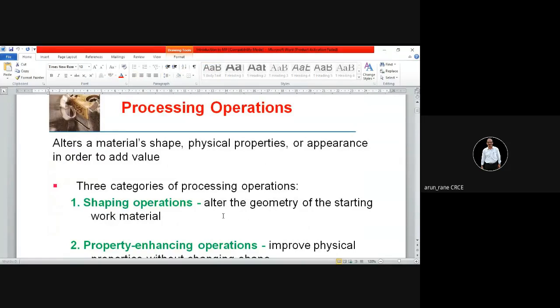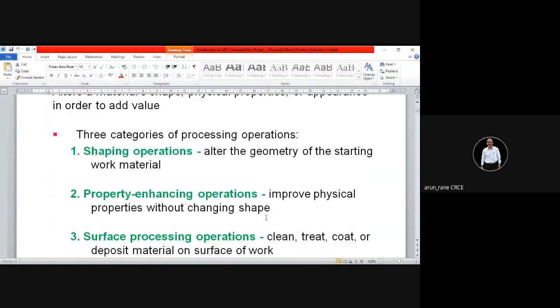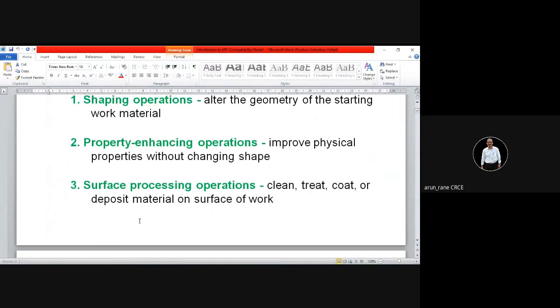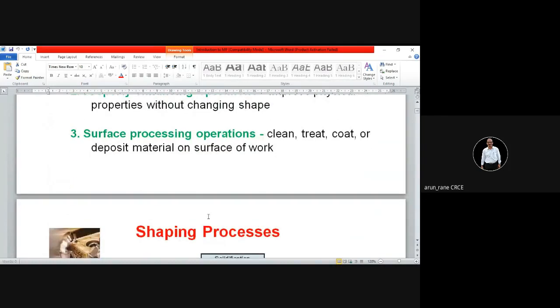So shaping operation means what? It will give the shape or alter the geometry of the workpiece material. Like you have a bar, and from the bar you are making different products. Property enhancing means what? It will change the property. Like initially it is soft, because of the heat treatment you are making it hard. So that is property enhancing. Surface processing means cleaning, coating, painting, galvanizing; these are all surface processing operations.